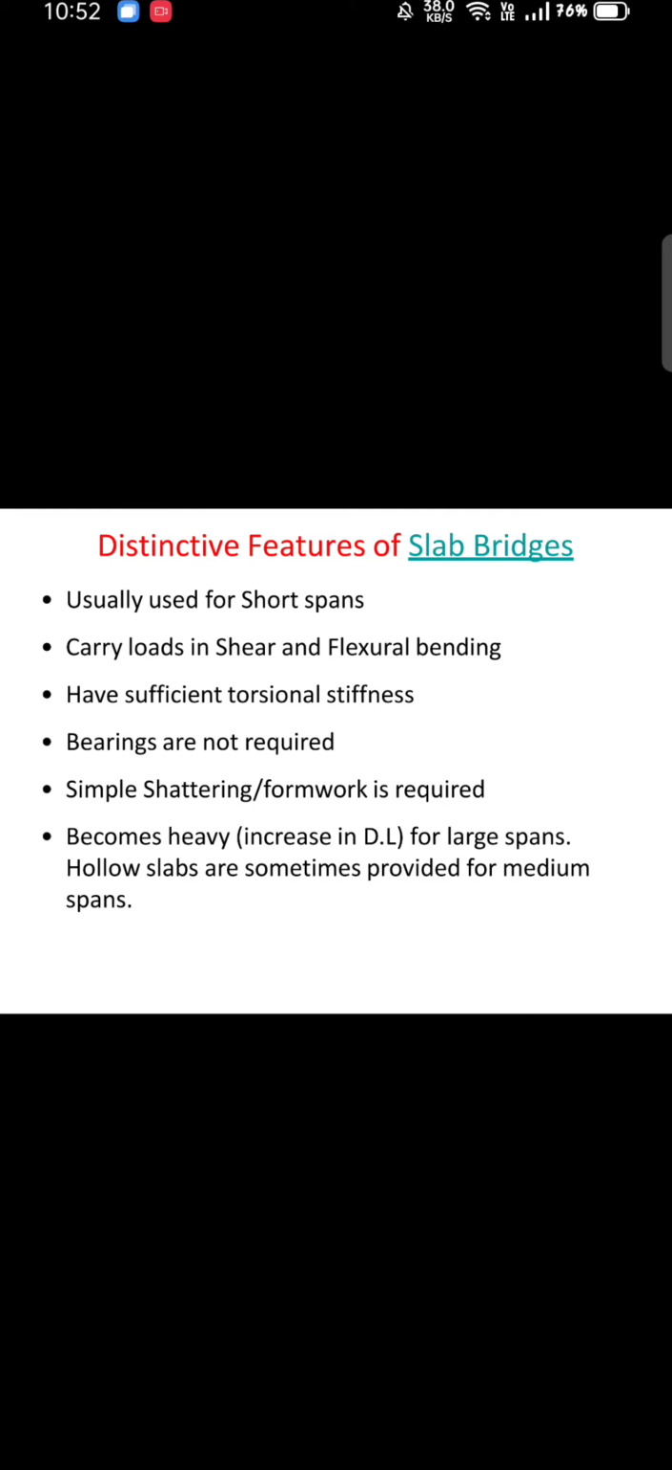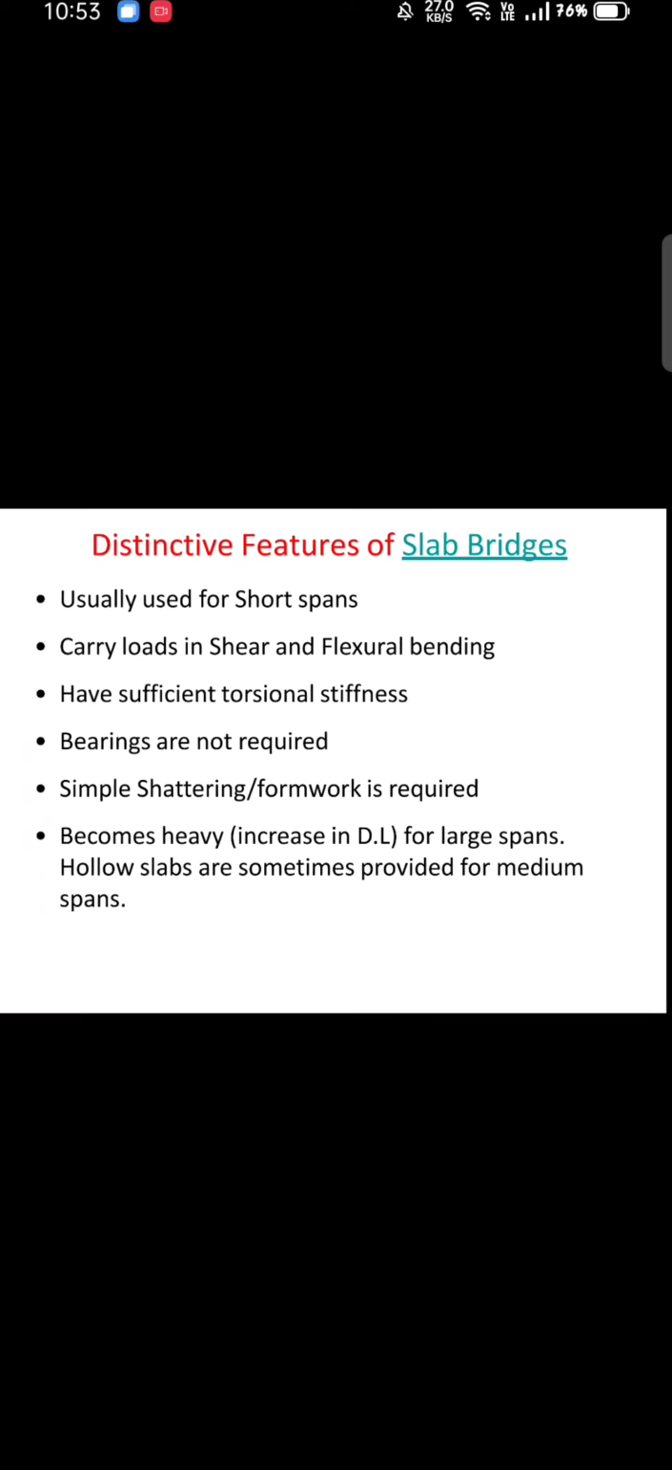Now, coming to the distinctive features of slab bridges. They are usually used for very short spans, where the obstacle is very small and a way has to be paved for highways or something like that. They carry loads in shear as well as flexural bending. They have sufficient torsional stiffness, bearings are not required here, and simple shuttering or formwork is sufficient. They become heavy if there are larger spans, so hollow slabs are mostly preferred for these kinds of bridges.